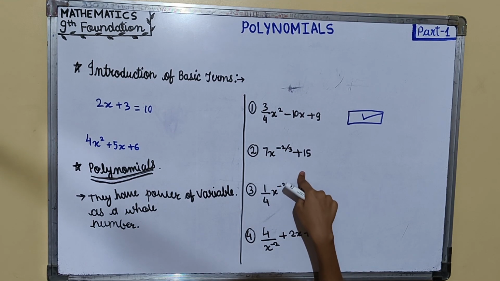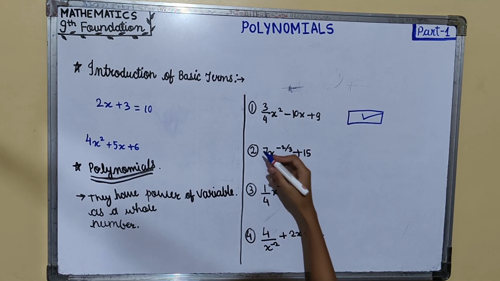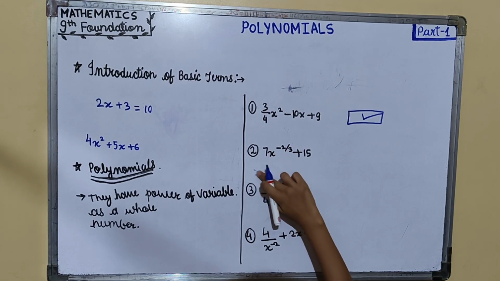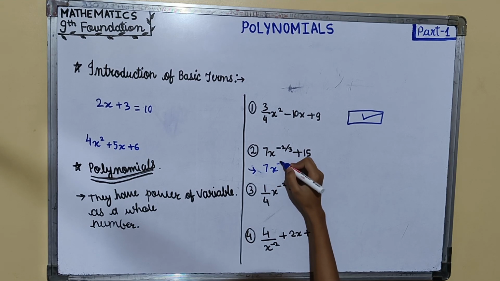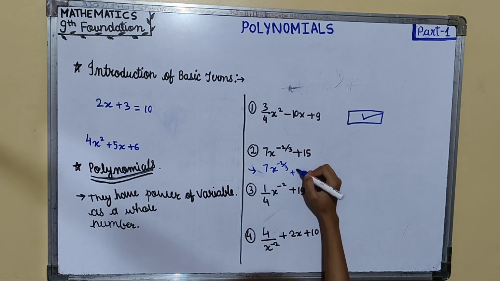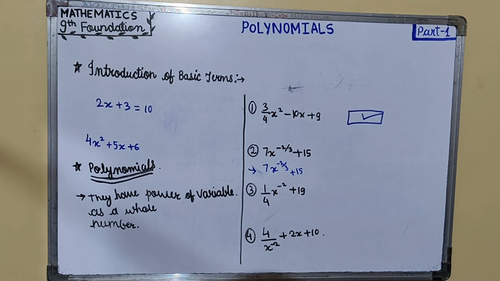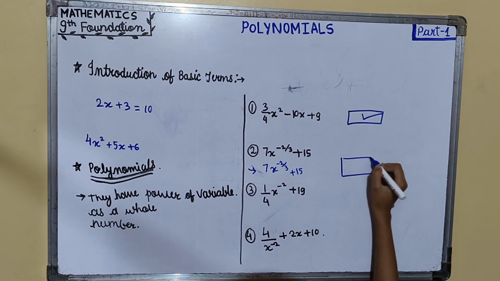Now in this example, 7x whole raised to minus 2 by 3 plus 15. Over here, this is not a polynomial because the power of the x is negative. Also it is in fraction. Whole number do not consist of fraction. So this is not a polynomial.